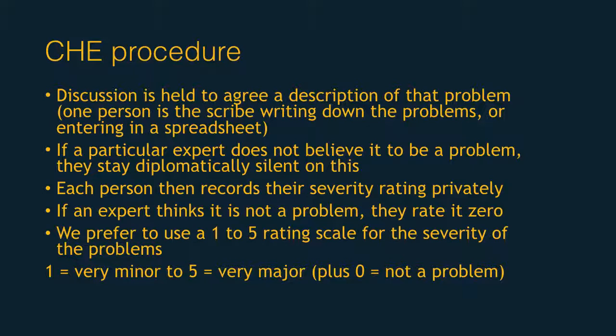And then the experts each have a separate spreadsheet or just a piece of paper, and they privately write their rating of how severe the problem is. We like to use a slightly different rating from Nielsen's, because we find those 4 steps a bit odd. So we just rate on a scale from 1, a very minor problem, through to 5, a very major problem.